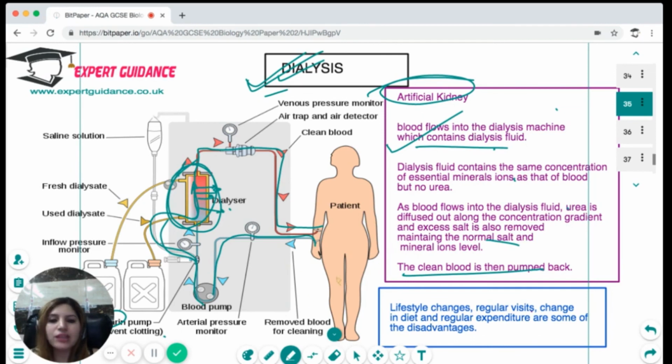The problem with the dialysis is that you need to regularly visit the hospital, you need to have lifestyle changes, changes in diet and regular expenditure are some of the disadvantages.